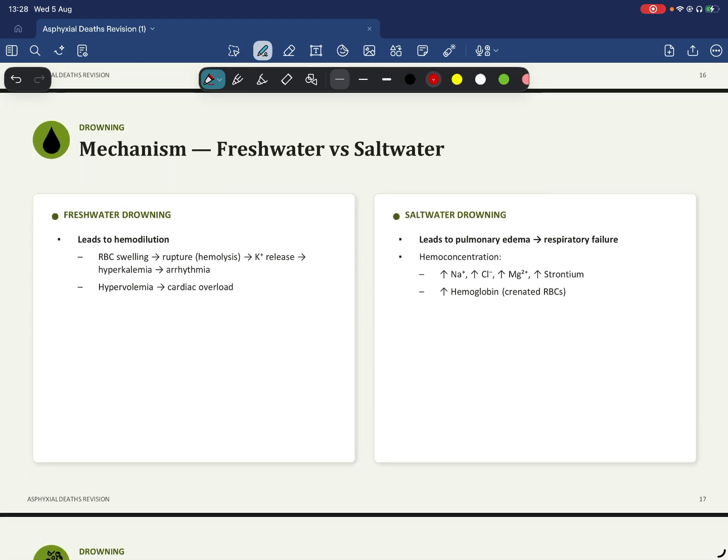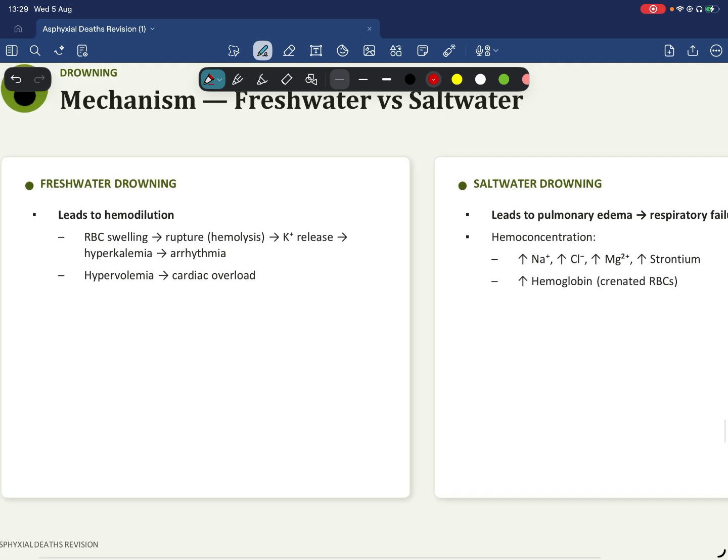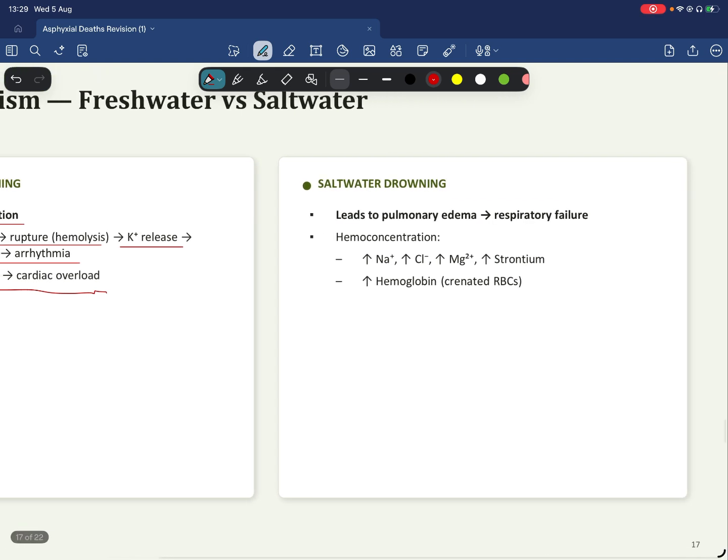Fresh water versus saltwater drowning. Freshwater drowning leads to hemodilution. This is RBC swelling leading to rupture of RBCs, hemolysis. This potassium release causes hyperkalemia, leading to arrhythmia, and hypervolemia, leading to cardiac overload. Saltwater drowning leads to pulmonary edema and respiratory failure. There's hemoconcentration, that is, increased sodium, chloride, magnesium, and strontium in the blood, and increased hemoglobin level due to crenated RBCs.